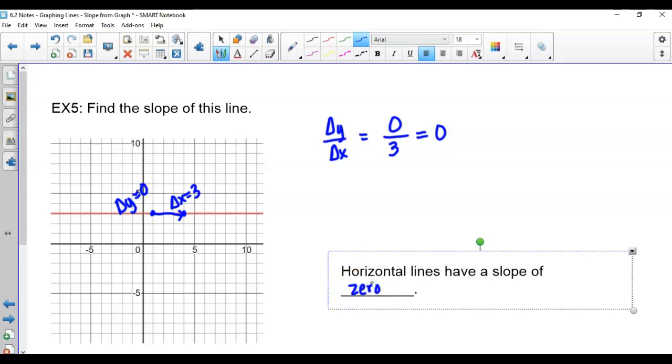Every time. So if you see a horizontal line, you know that line has a slope of 0. Remember that slope tells us the steepness of the line. So a horizontal line, a flat line right there, if you think of the ground being a flat line, it has 0 steepness. It's not steep at all. So horizontal lines have a slope of 0. Make sure this is something that you remember.